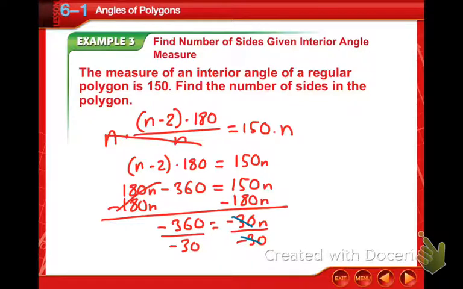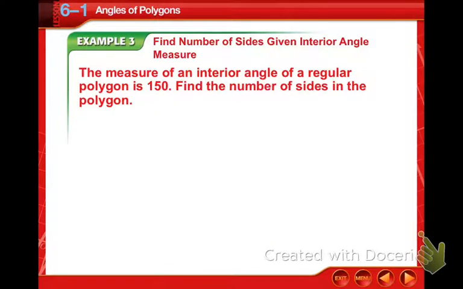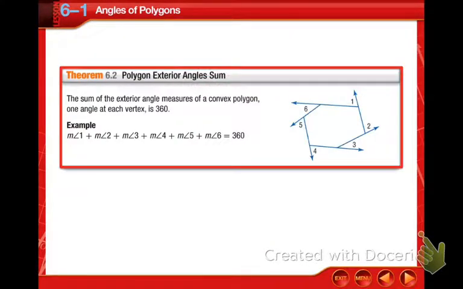And our n comes out to be 12. So this is a 12-sided figure. n is equal to 12, we got 12 sides to this. Now, moving on here, we have a new rule, actually.